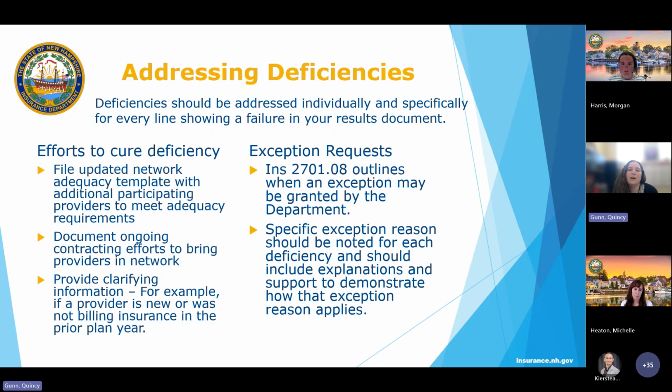Specific examples for every line on your results, any line that's highlighted in red in the example that Morgan showed you, all of those should be addressed separately. So we don't want one explanation or one exception request for every deficiency on your list. They really should all be addressed separately and specifically to the issue at hand.